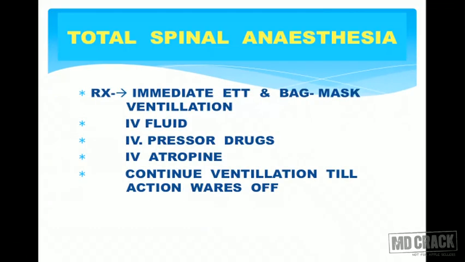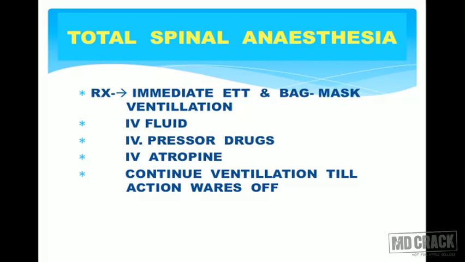unconscious. Now, how do you treat total spinal anesthesia? Actually, it's very simple to treat. The only complication in total spinal anesthesia is respiratory paralysis with hypotension. The patient is not able to breathe. So how do you treat that?